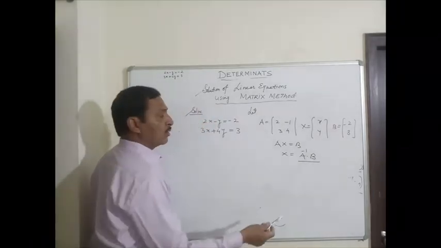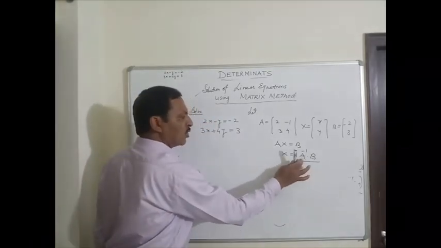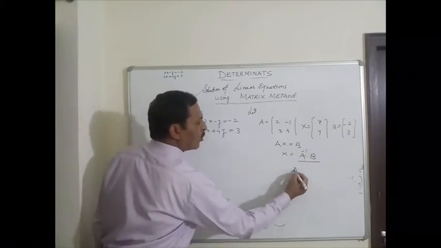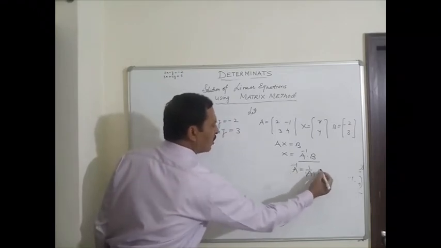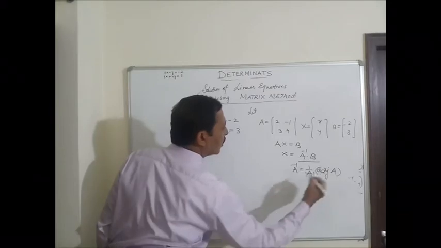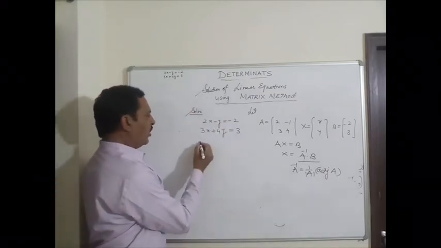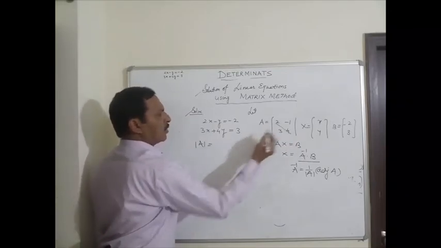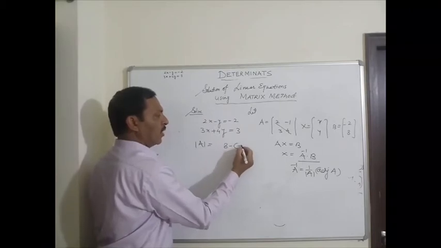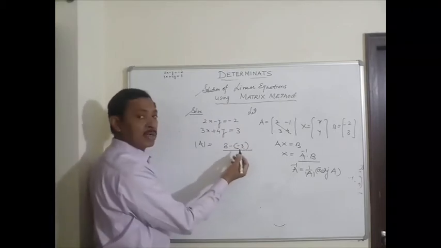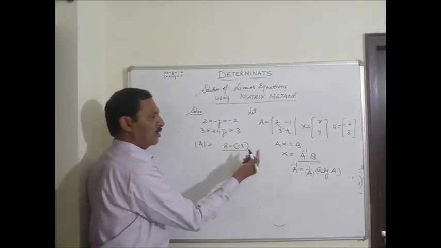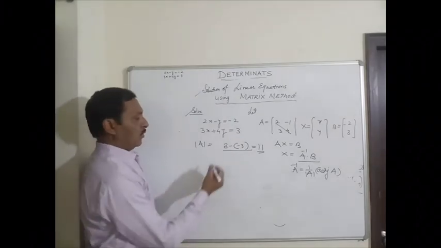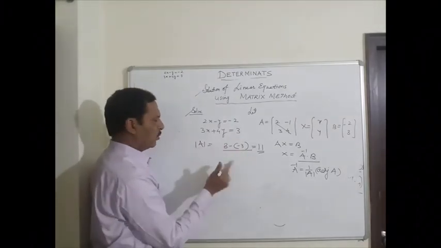I repeat again, you should not interchange. The inverse has to come first, then it is the B here. Now to get the A inverse, what do you need? 1 upon the value of determinant into adjoint of A. Now, what is the value of determinant A? Product of left, that is 8, minus 3. I have kept them in brackets because these two minuses may bring a different answer. So the determinant value is 11, which is not equal to 0, so the matrix is invertible.